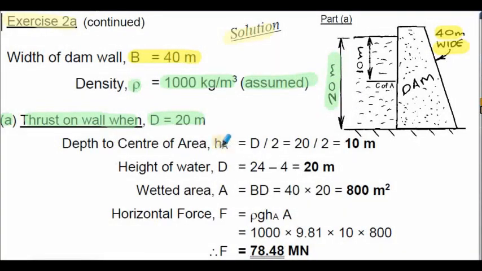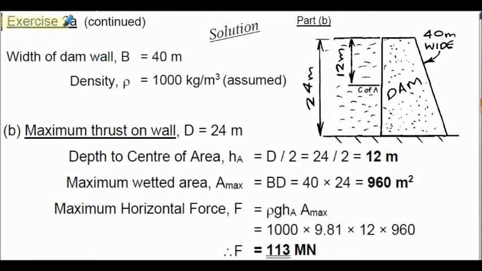So HA in this case, the height to the centre of area, is going to be 10 metres, half the depth there. As already determined, the height of the water D is 20 metres. So the wetted area A is B times D, so 800 metres squared. And our horizontal force or thrust from the water is rho G multiplied by HA multiplied by the wetted area A. So our total force applied is 78.48 meganewtons.